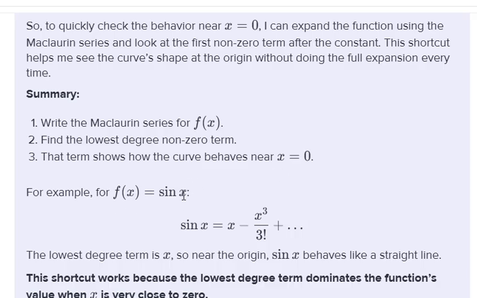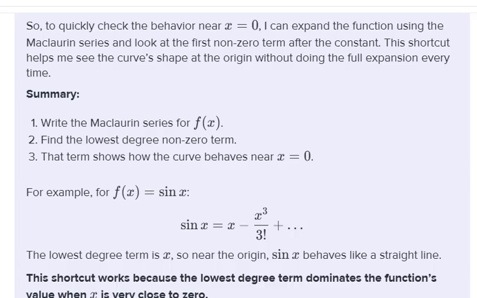For example, f of x is equal to sin x. If you expand the function using the Maclaurin series, the lowest degree term is x. This directly gives the curve behavior as x approaches 0, given by the value x itself. Thus the curve behaves like a straight line here. Okay, this is how we can do it.